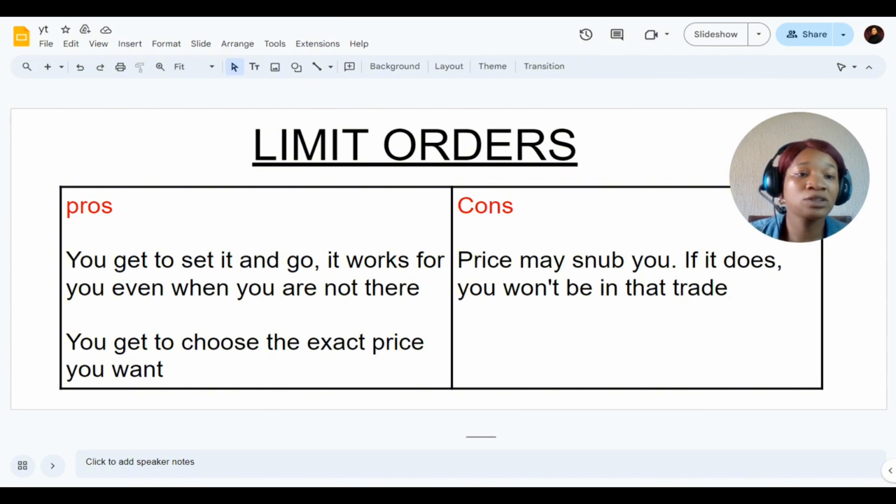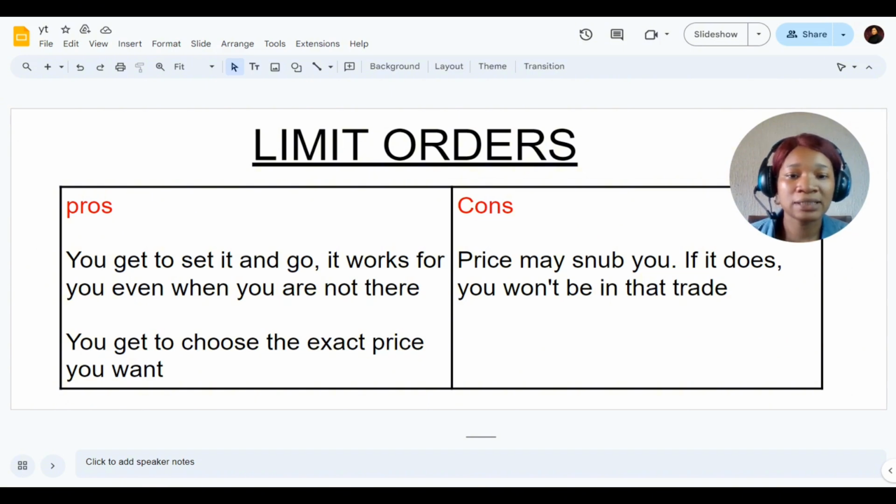It gives you freedom to actually set your trades and not necessarily be on your screen 24/7 monitoring and following the market all about. You can set the limit orders and go and do other important things in your life. Trading is not the only thing in your life. And then also you get to choose the exact price that you want to be in the market. It's not like market execution, where in cases of high impact news, slippage can happen and take more than you anticipate or more than you are comfortable giving.